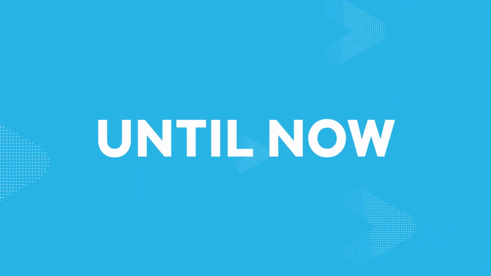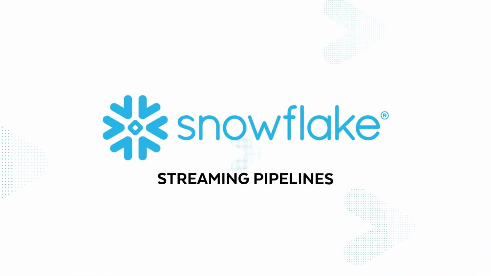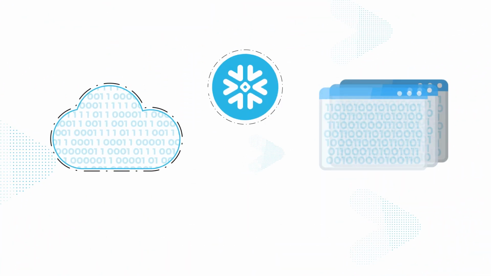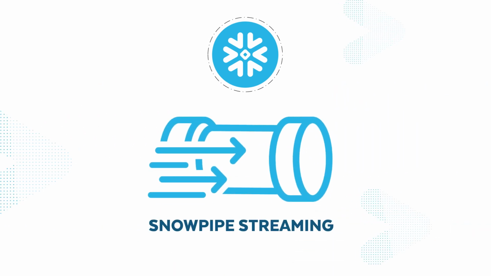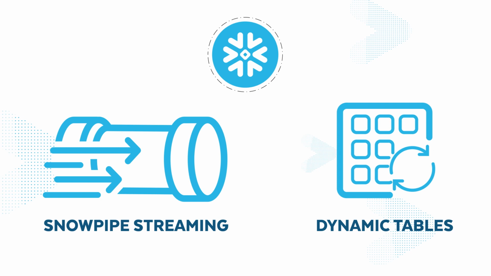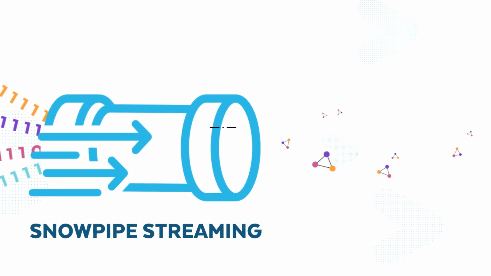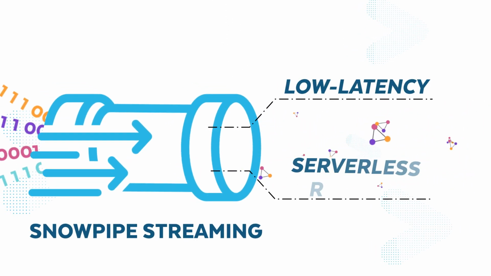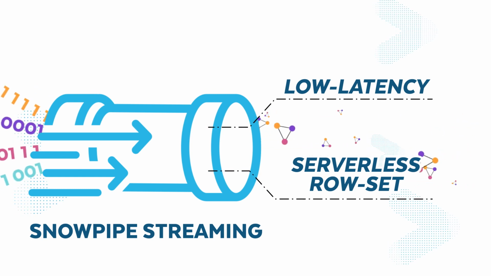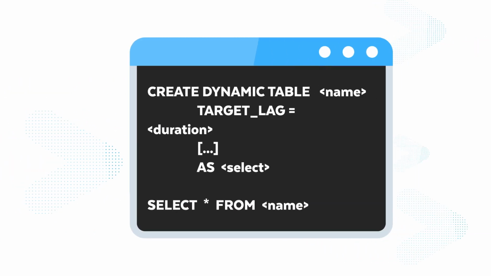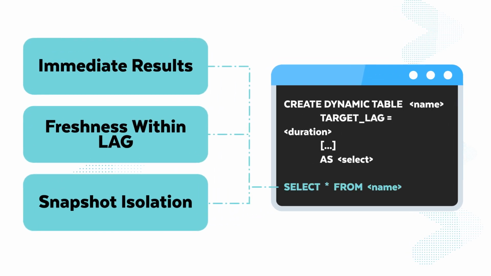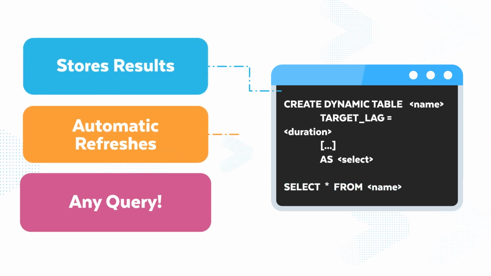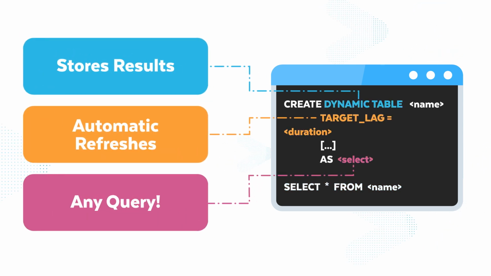Until now, that is, thanks to Snowflake streaming capabilities. Snowflake has broken the boundary between streaming and batch, and with Snowpipe streaming and dynamic tables, streaming data has never been easier. Snowpipe streaming enables low-latency, serverless, row-set ingestion into Snowflake. Dynamic tables continuously transform data with declarative semantics at all spectrums of latencies. That is, you can now have streaming data pipelines as easy as a CTAS statement.